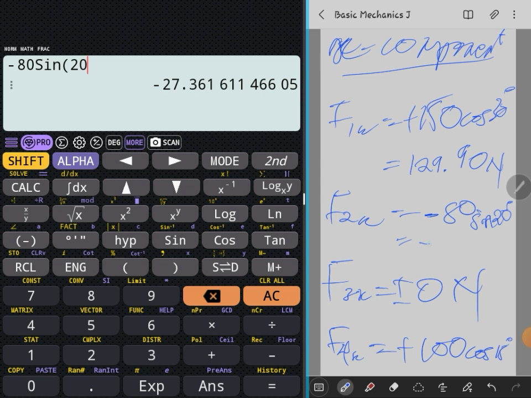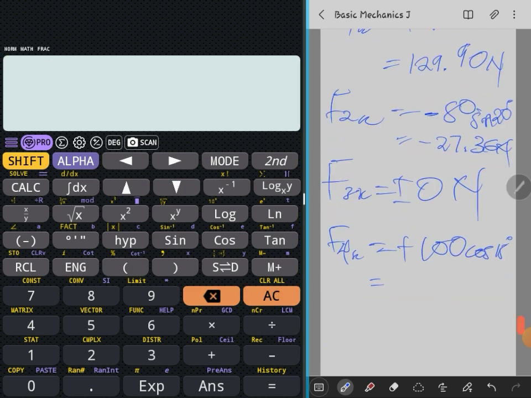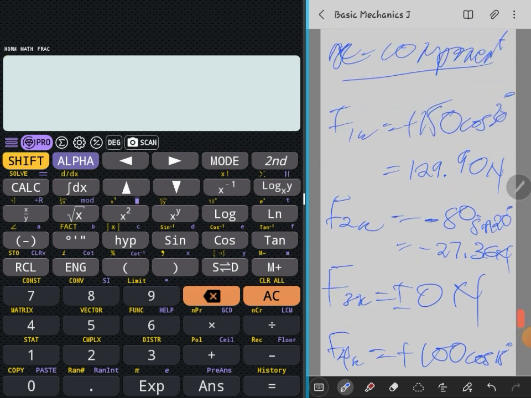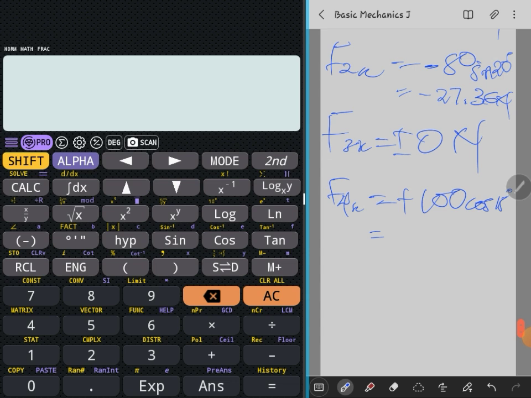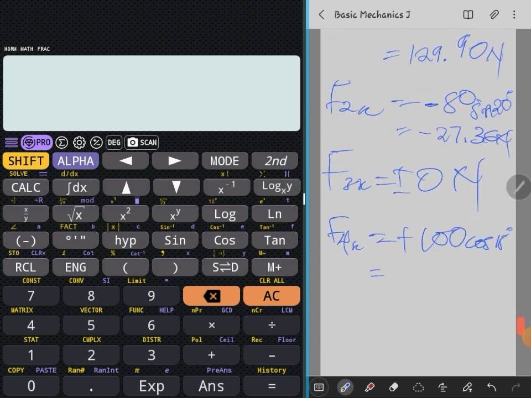So negative 1 to negative 27.36 Newton, and then 3. And you see how it's flowing when you do it this way, like you get everything and you just go straight to your calculator and punch everything. It would have even been better if we had just done the y component too and done everything straight. It makes your work easier instead of going to the calculator and coming back.